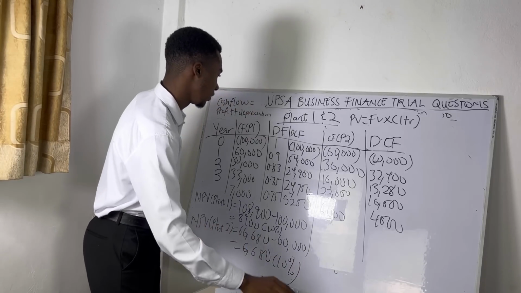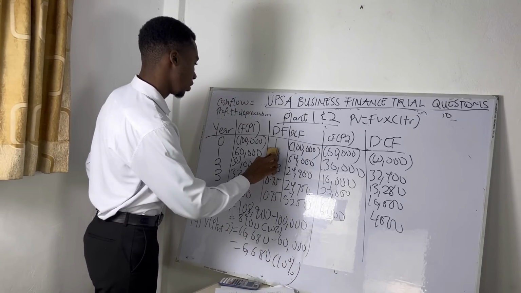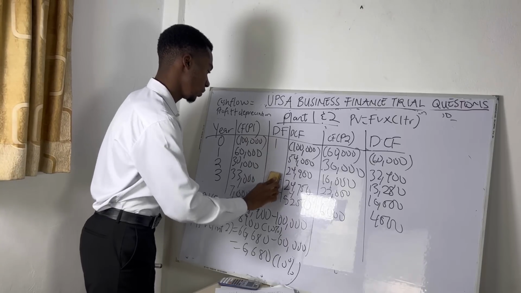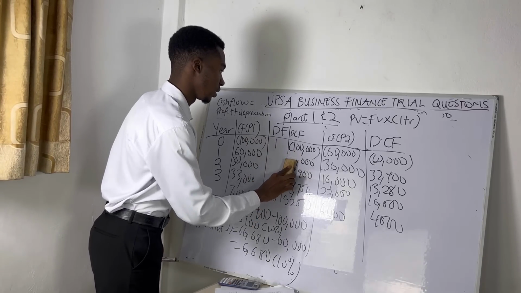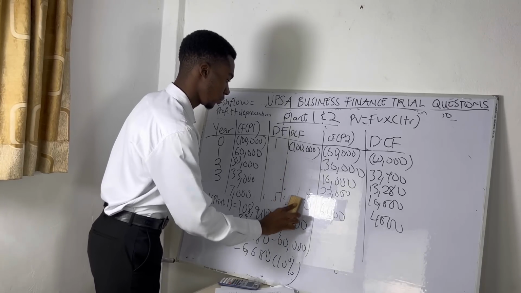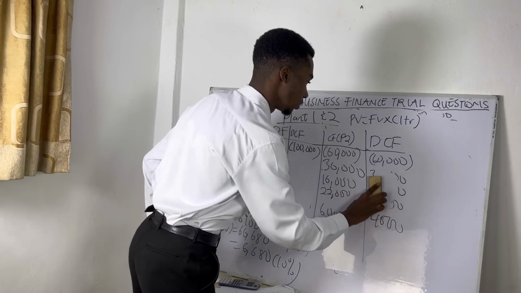So let me clean this. This was for 10%, so I'm going to clean this one. I want to affect the discounted cash flow as well.